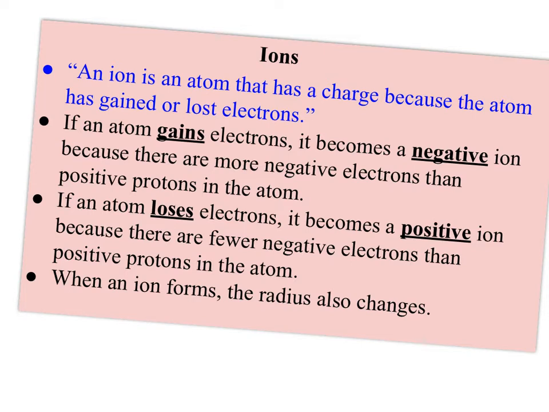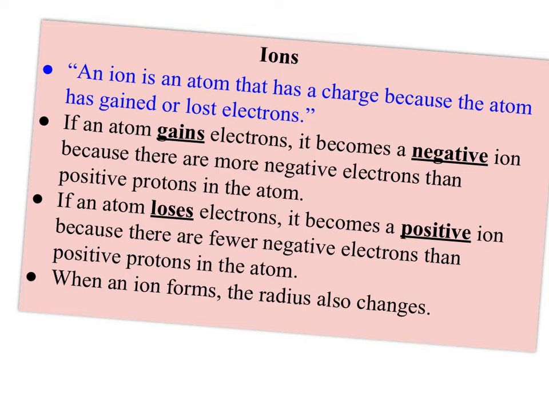So an ion is an atom that has a charge because the atom has gained or lost electrons. If it gains electrons, it becomes a negative ion. And unfortunately, that's the opposite of what we think of in math, but that's the way it is. Electrons have a negative charge, so more of them makes the atom negative, and so then we call it something called an anion. If it loses electrons, it becomes a positive ion because now there's fewer negative electrons compared to the positive protons, and we call it a cation.